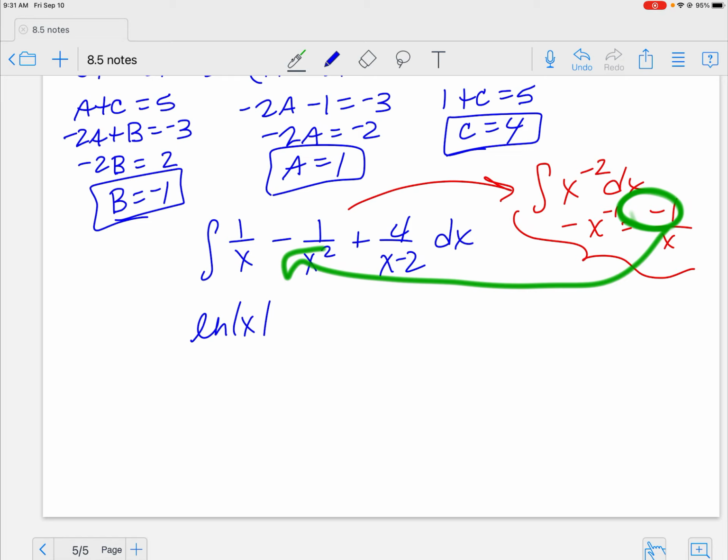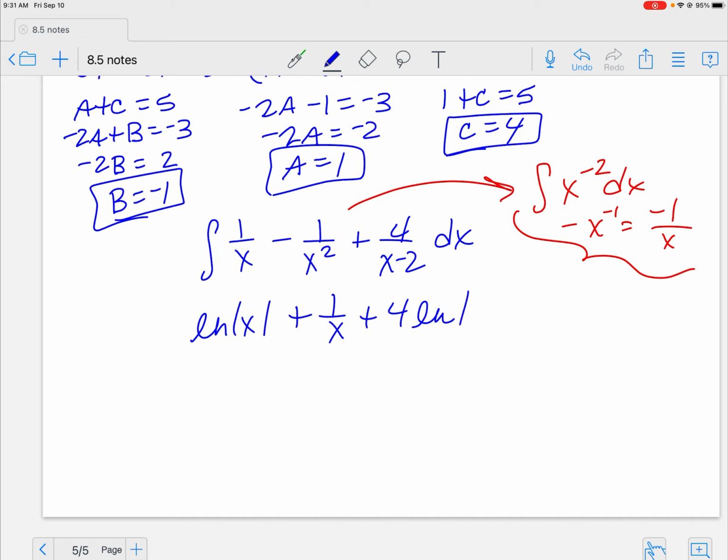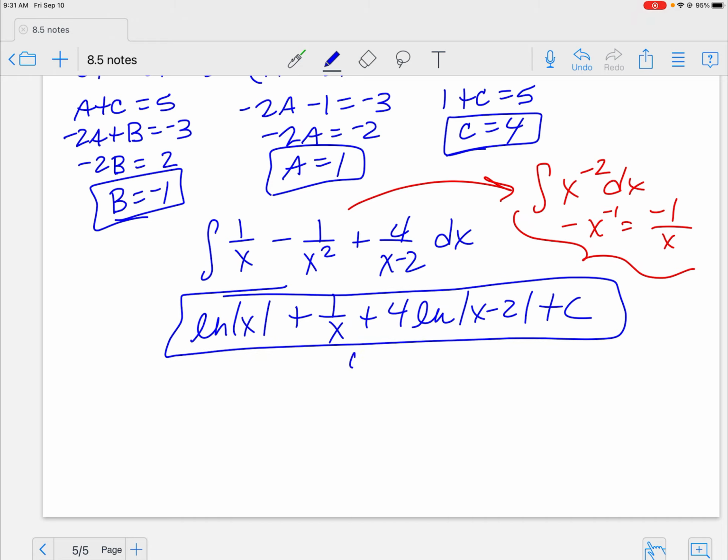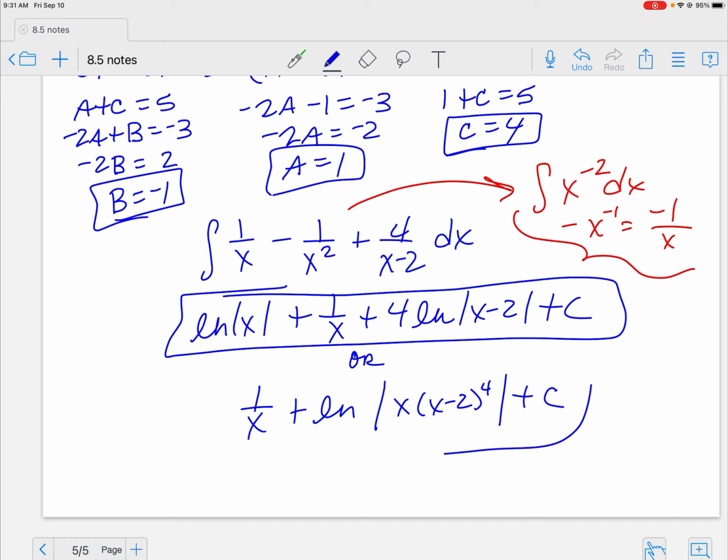Notice this is a negative. With this negative makes that positive, 1 over x. Plus 4 natural log of x minus 2. Again, I'm okay with this. That 1 over x stays out front. That's not part of my natural log. But you can put these two together because they're added. And you can say plus the natural log of x times x minus 2 to the 4th plus C. I don't care, you guys, however you want to do that. Okay. All right. Very good.